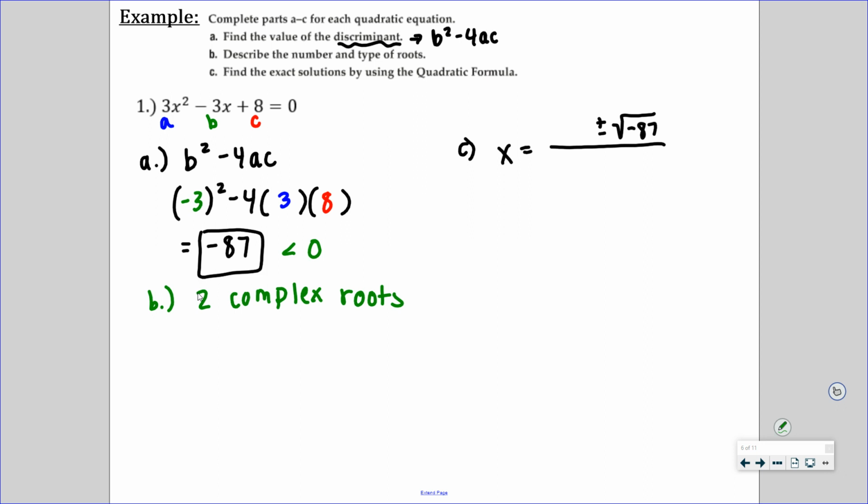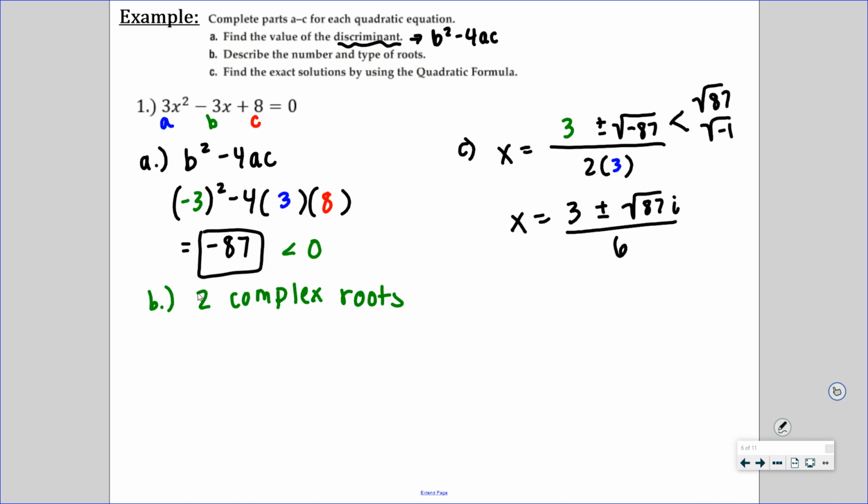All right, so then C just wants us to end up finding the exact solution. So we're just going to go ahead and finish solving this. I've got to do the opposite of B, which is 3, plus or minus the square root of the discriminant. We already calculated that, all over 2A. Okay, 87 does not have any perfect square factors. So the only way I could break that up is the square root of 87 times the square root of negative 1, which is i. So square root of 87i, all over 6. Since this is a complex number, we do want to break it up.